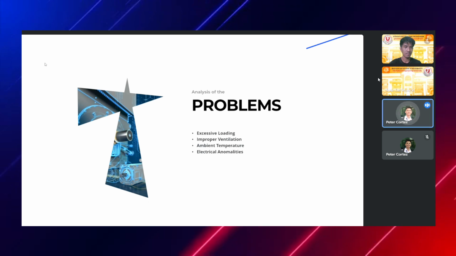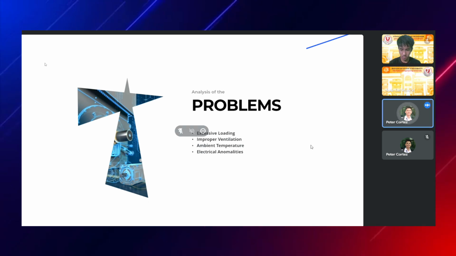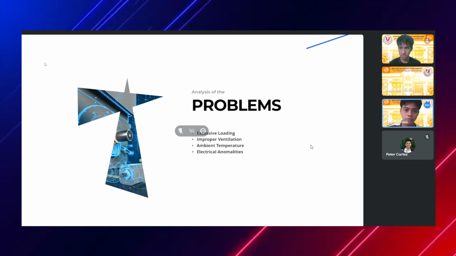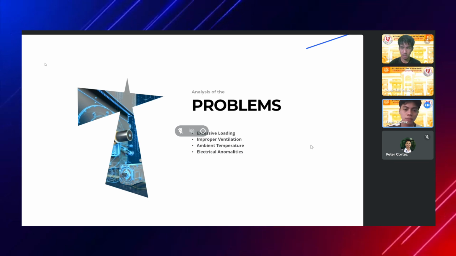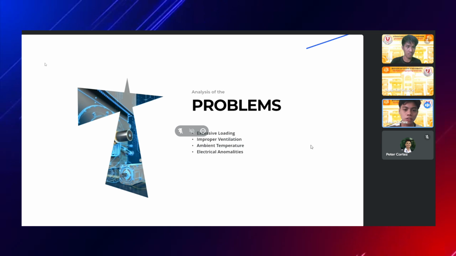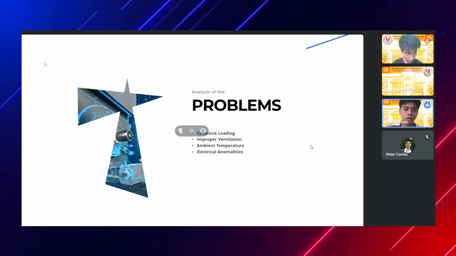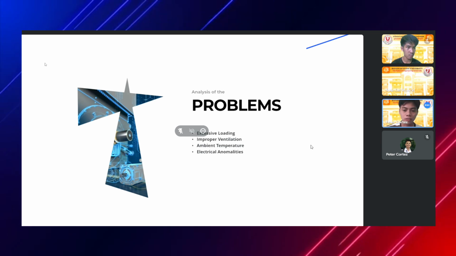For the analysis of the problem, we have four: excessive loading, improper ventilation, ambient temperature, and electrical anomalies.